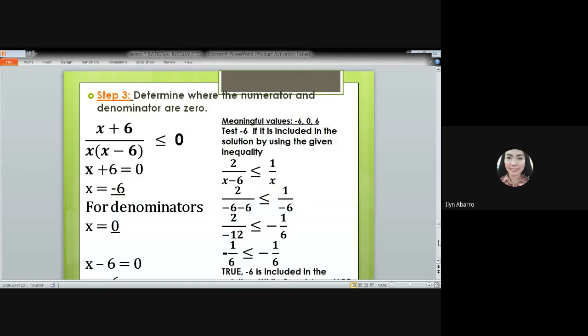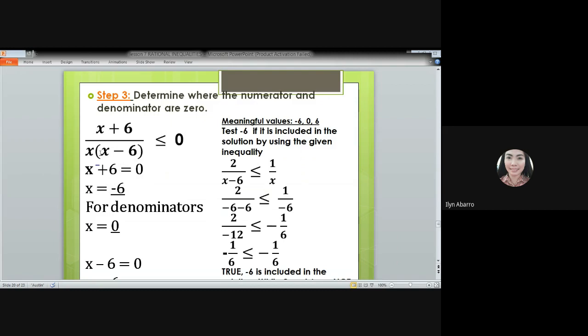Okay, so we will equate the numerator x plus 6 to 0. So x plus 6 is equal to 0. So transpose 6 to the other side, it will become negative 6. And that is x is equal to negative 6. So that is one of the critical values, negative 6.